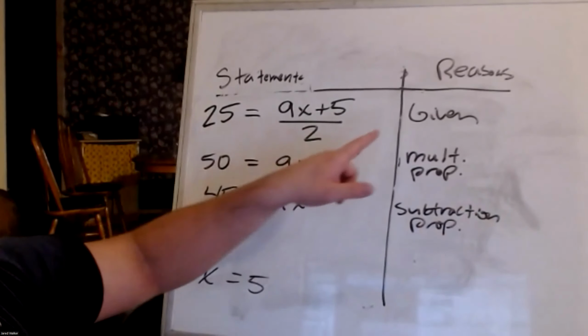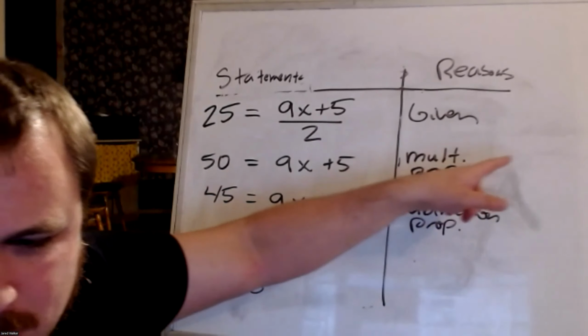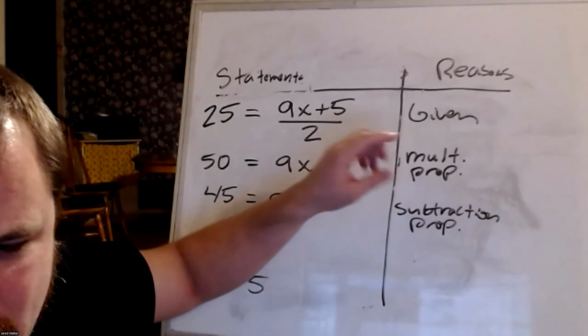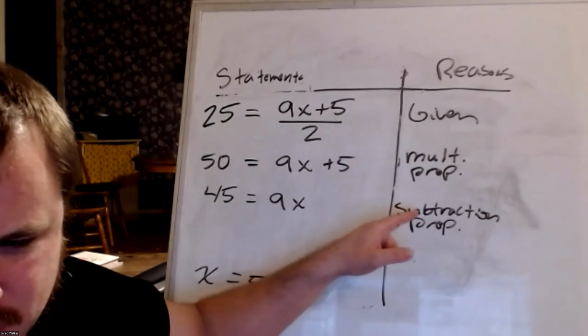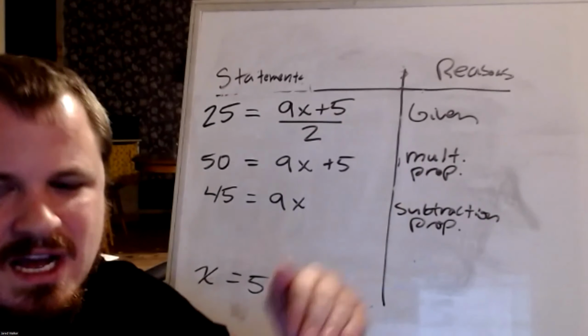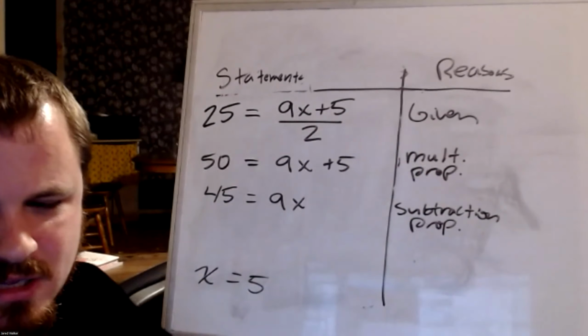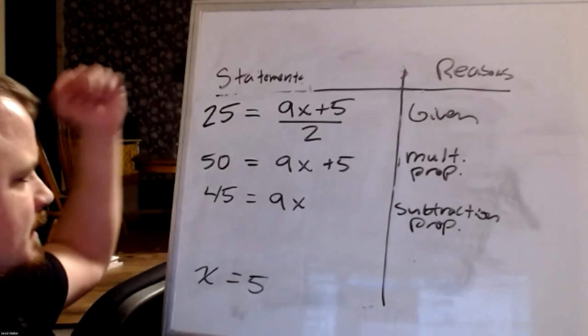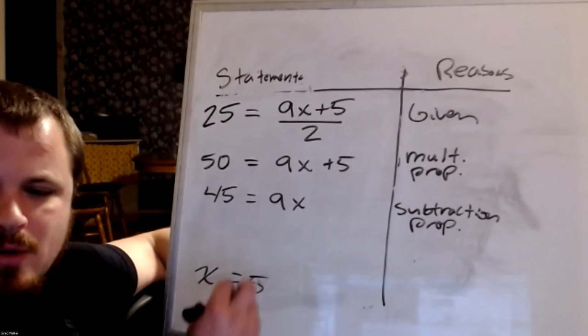This is a kind of lazy way of writing it. See, I didn't write out the whole word multiplication. I wrote enough so you know what I'm talking about. Whenever you're doing a proof, don't ever do that with subtraction or substitution because they both start with sub. So don't ever just write sub property, because you need to know if it's substitution or subtraction.